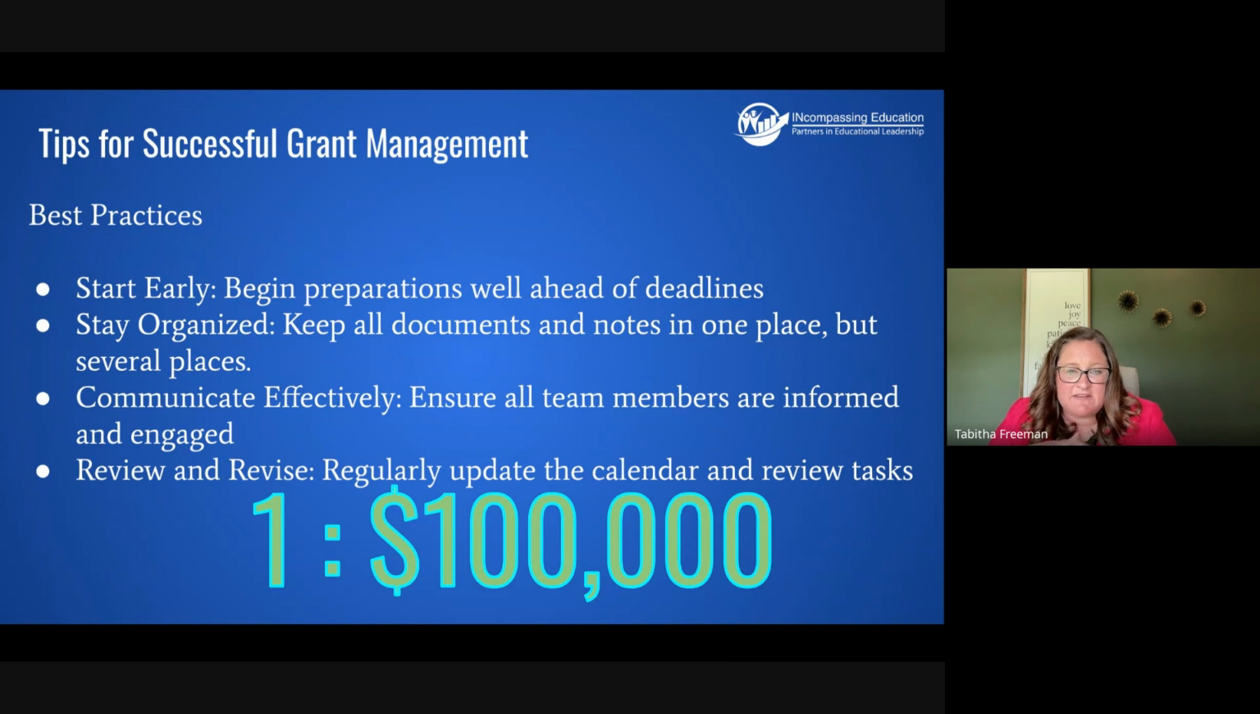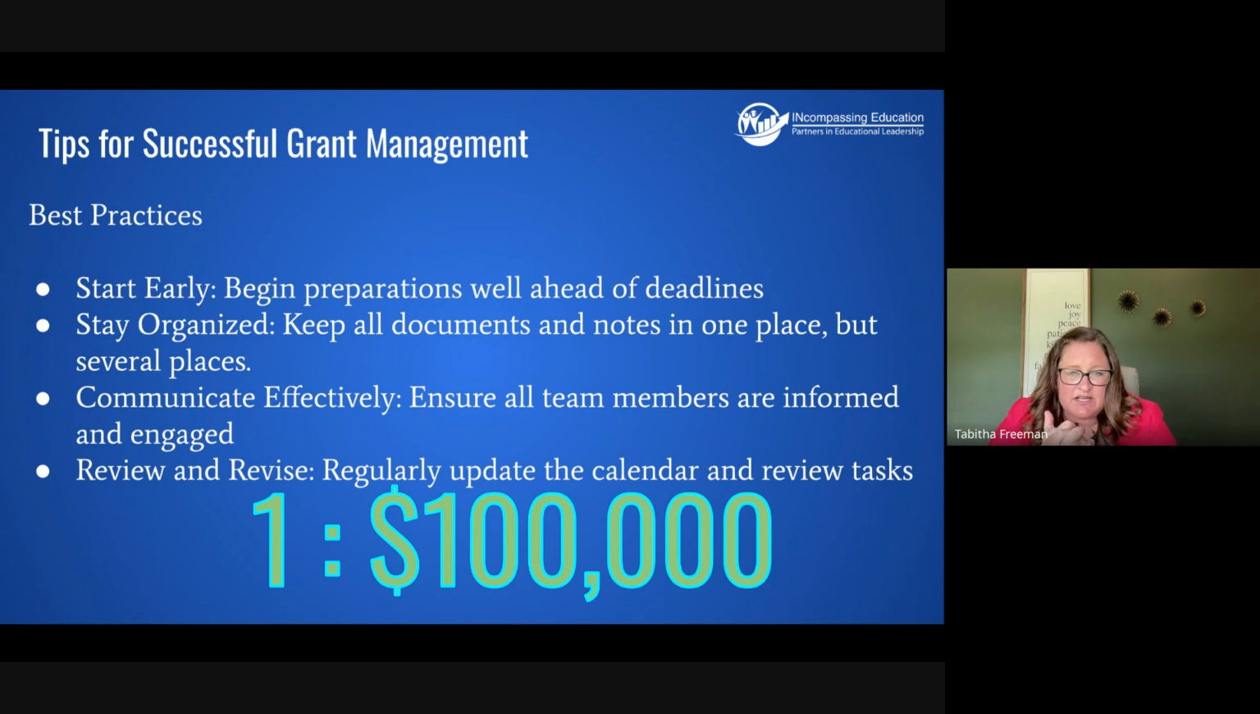You want to communicate effectively. Make sure all your team members are informed and engaged. If you are having school level budgets and the principals are identifying how they want to spend those, you need to give them a deadline as to when you need those funds appropriated. Otherwise, they're going to leave for the summer and say, oh, I didn't get those done. And then you're going to have to write that grant this summer and it's not going to be ready.